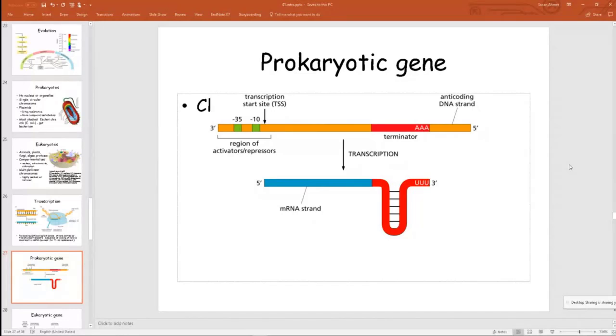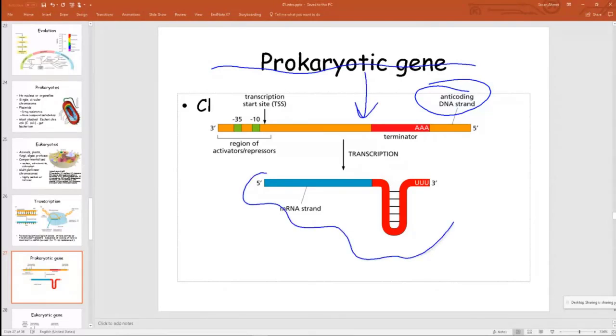All right. And again, this is the anti-coding strand that provides the physical template. The coding strand that is complementary to this anti-coding strand will be identical in sequence to the mRNA molecule.